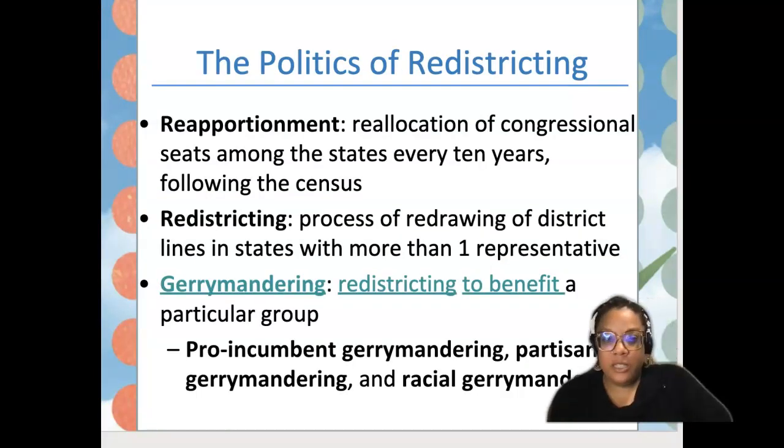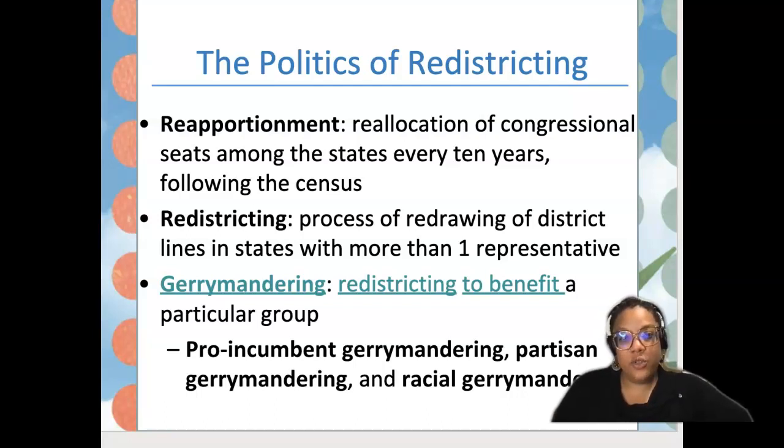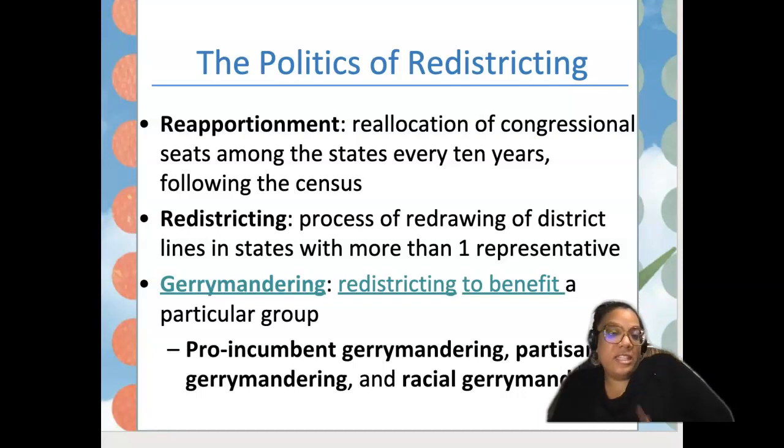When we think about the politics of redistricting, we will first think about reapportionment, an idea that I have highlighted to you in an earlier video. And reapportionment is the allocation of congressional seats among the states every 10 years, right, following the census. So the number of seats per state, it's dependent on the census, okay? And redistricting, right? That's the process of redrawing of a district's lines in states with more than one representative.